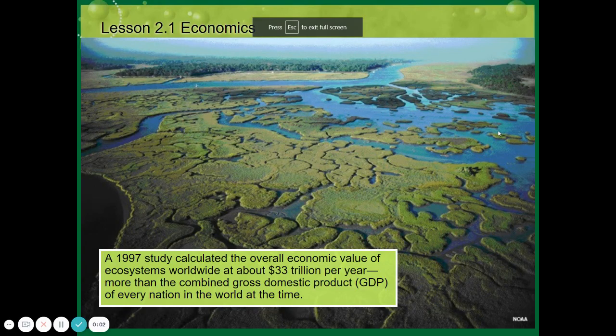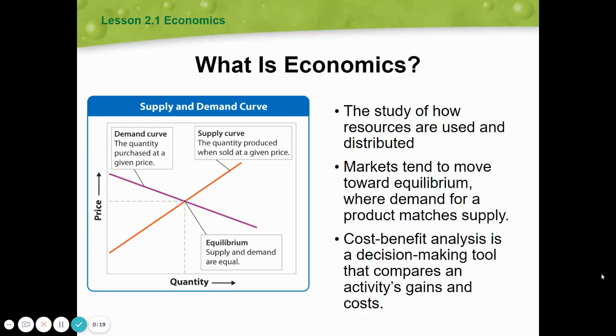Lesson 2.1 Economics. A 1997 study calculated the overall economic value of ecosystems worldwide at about 33 trillion per year, more than the combined gross domestic product or GDP of every nation in the world at the time. So what is economics? Economics is the study of how resources are used and distributed.